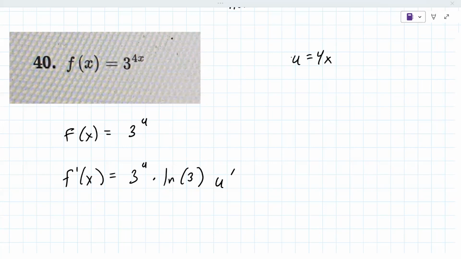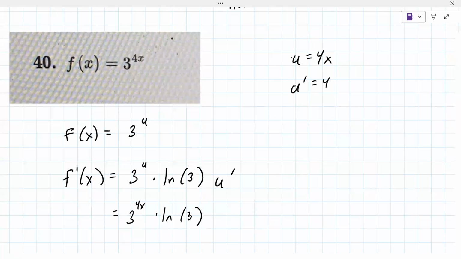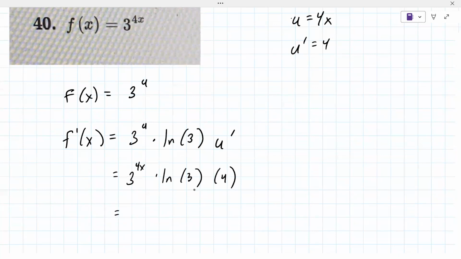You've got to be comfortable taking the derivative. So what is the derivative of 4x? 4. So u prime is 4. So you just start plugging that stuff back in. 3 to the 4x times the natural log of the base times 4. Now, I think it's a little uncomfortable that there's nothing you can multiply together. So the way this is maybe written on your multiple choice is 4 natural log of 3 times 3 to the 4x, but you can't combine anything.